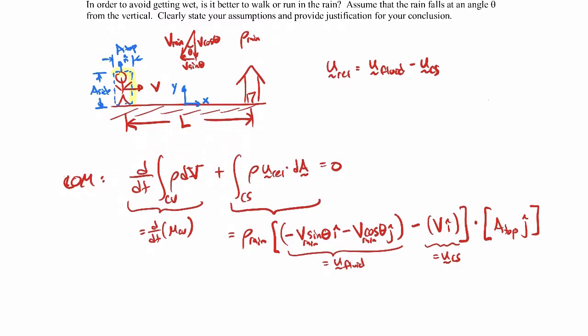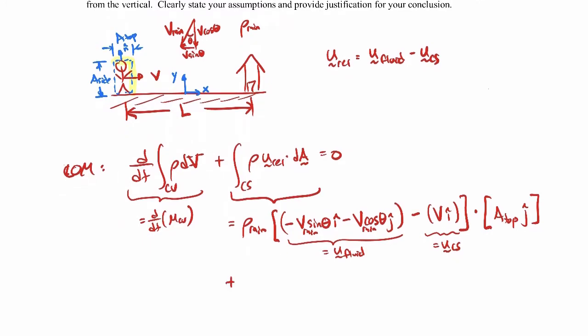Let's go ahead now and evaluate what's happening on the side. There, the density of the rain is still rho rain. The relative velocity is exactly the same as what we had before. The velocity of the fluid is still the rain velocity that we already wrote down, and the velocity of the control surface is still just the v i hat like we had previously. So we'll go ahead and write that in the exact same manner.